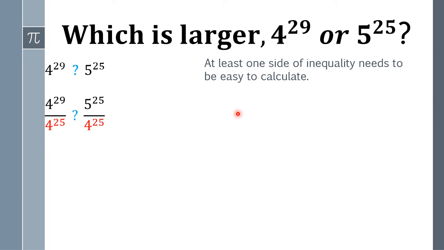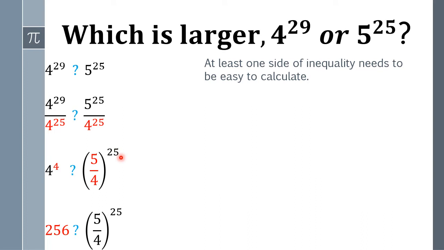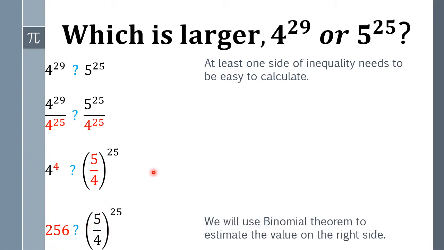What we can do is to divide both sides by 2 to the 25th power. Then the left side becomes 4 to the 4th power, and the right side becomes 5 over 4 to the 25th power. 4 to the 4th power is 256. And for the right side, we will use the Binomial Theorem to estimate its value.